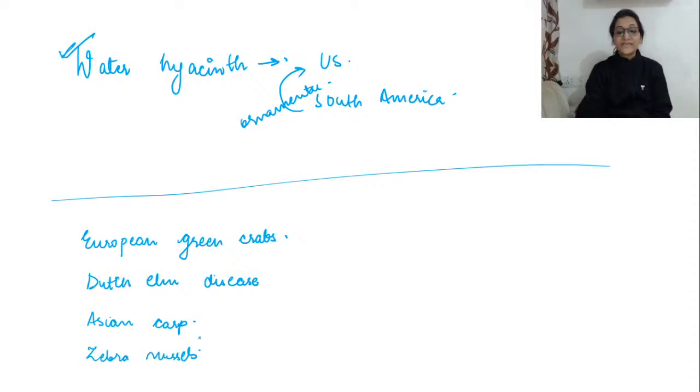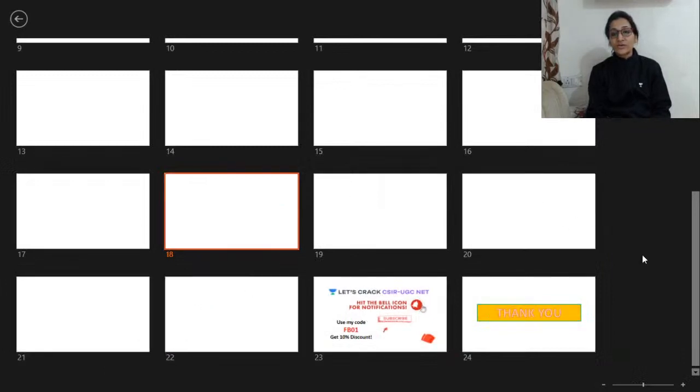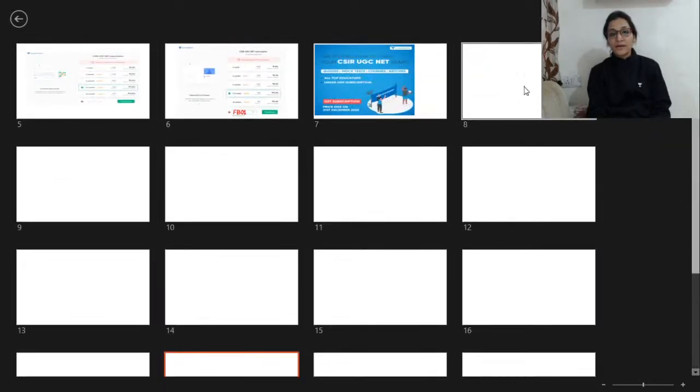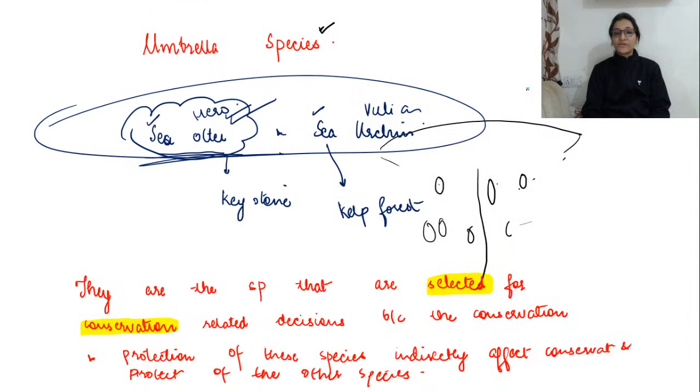These are some of the examples of the invasive species, right? So like this, we have covered almost all the things which are related to the topic, that is umbrella species, generalist species, specialist species, and invasive species. We have done four species in today's class.